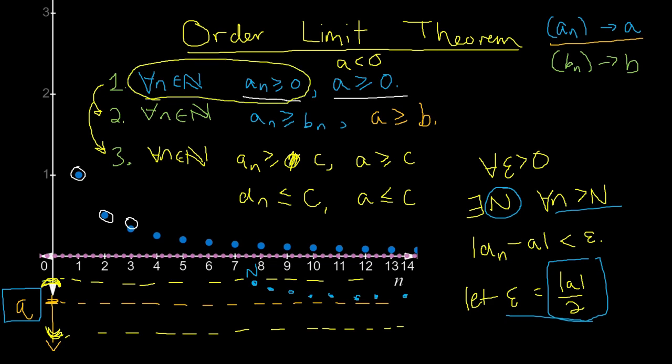In other words, for our limit to be negative, our sequence, no matter what you choose for a, will have to eventually become negative at some point. That proves part A.